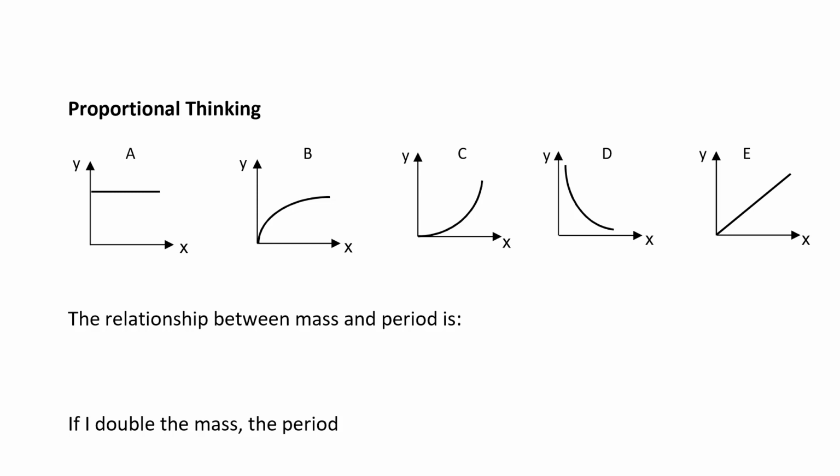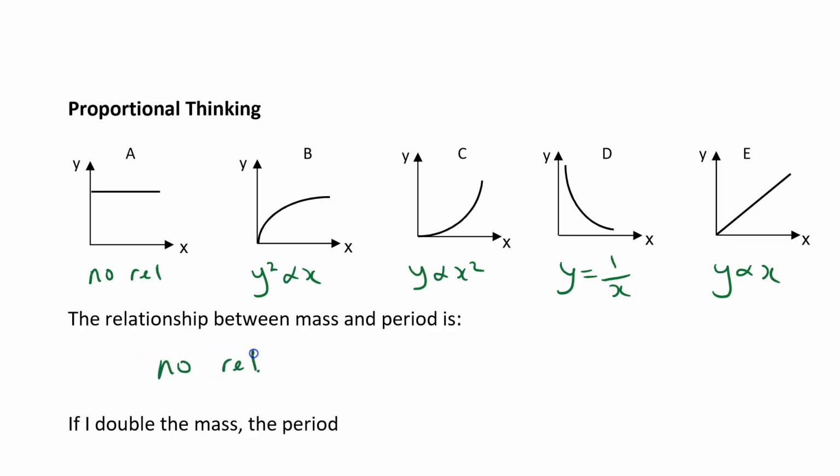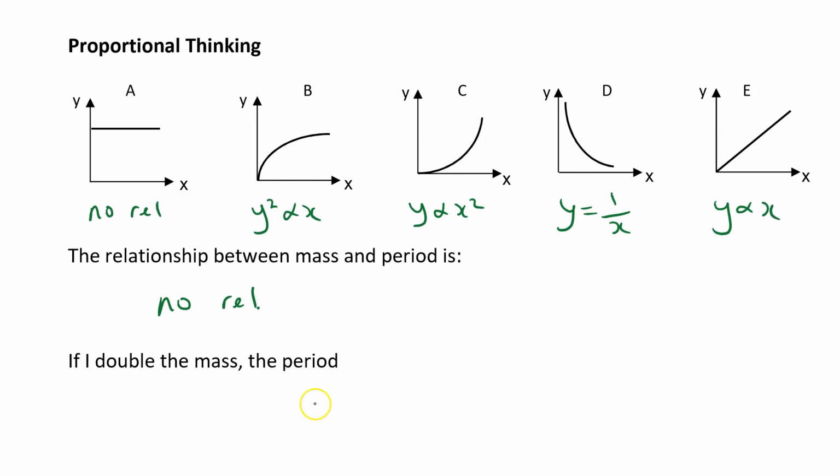So once again, I'll just write out the proportions here. This one is, there's no relationship. Here I could say y squared is proportional to x. Here I can say y is proportional to x squared. y is proportional to 1 over x, and y is proportional to x. So, for example, the relationship between mass and period was no relationship. If I double the mass, the period stays the same.